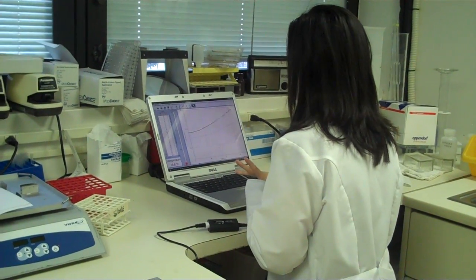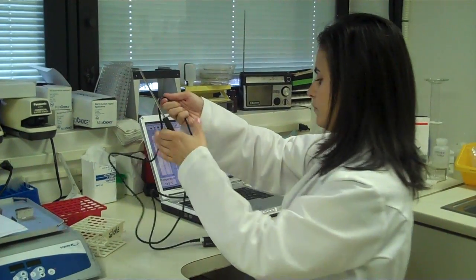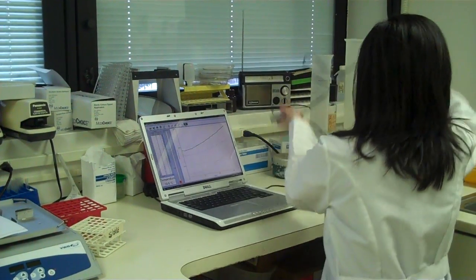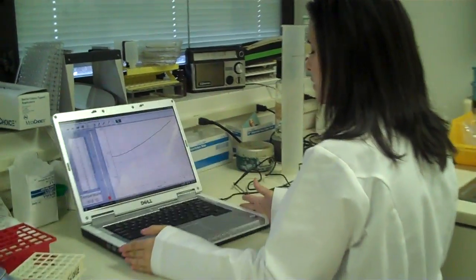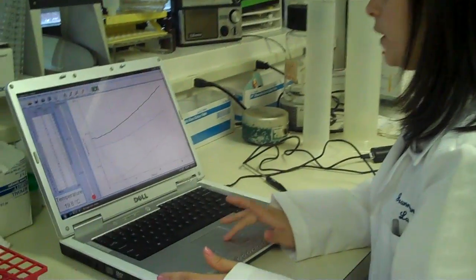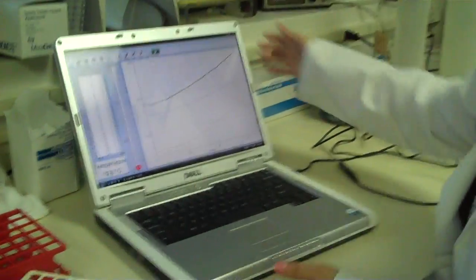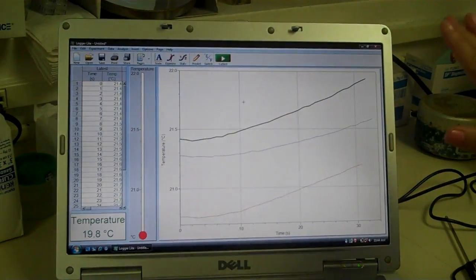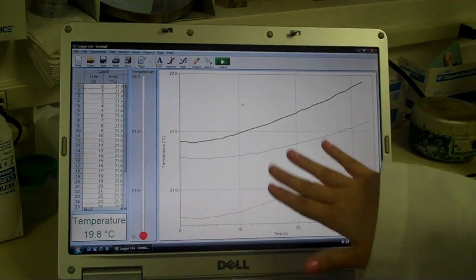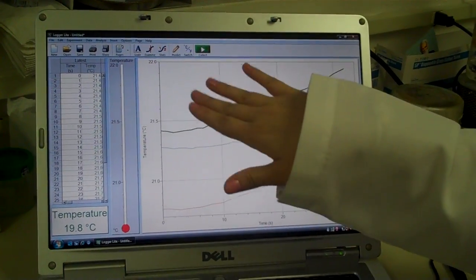Now, let me just fit this to scale. Okay, class. Now, as you can see from our graph, the red line is the aluminum, the blue line is the foam, and the green line is the wood.